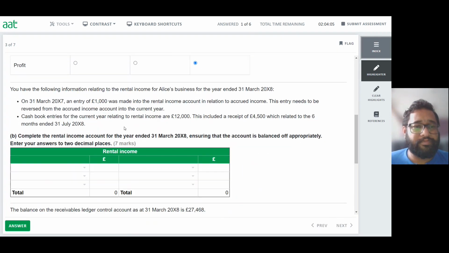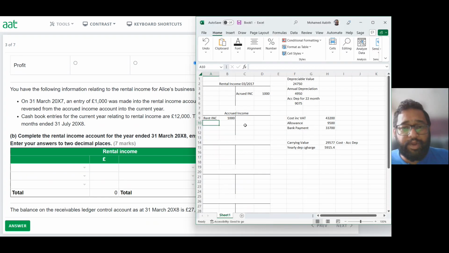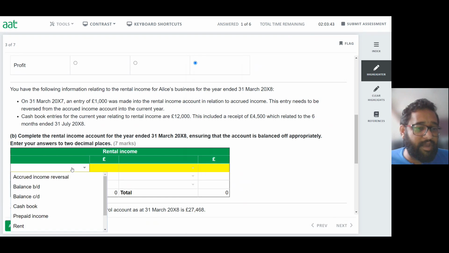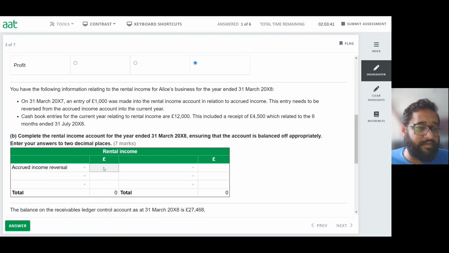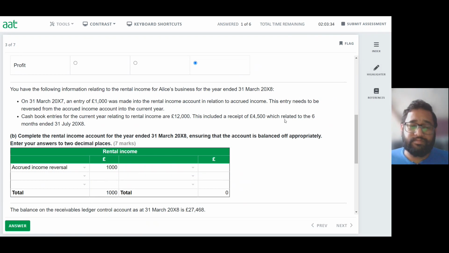So here now, we'll find a way to do the reversal. So how do we do the reversal? Here we're going to say rental income reversal for £1,000. So if I do a credit entry here to remove this accrued income account, a debit entry will be going here as accrued income reversal £1,000. This is the first part. Okay, so we have done that now.